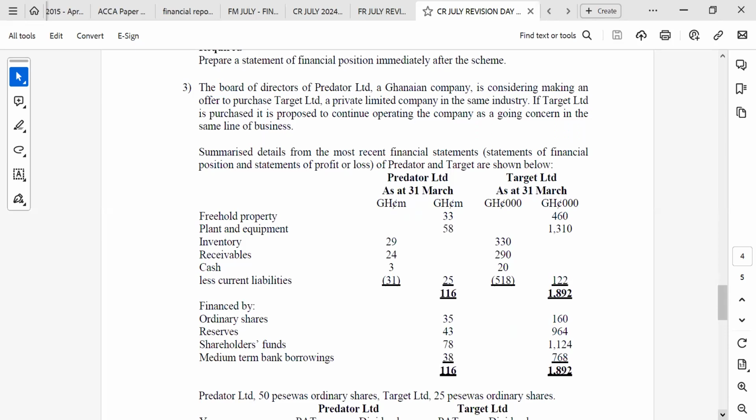Auntie Agnes, can you see my screen? Question number 3. Auntie Agnes, are we together? Question 3. Please, should I go ahead? Yes, ma'am.